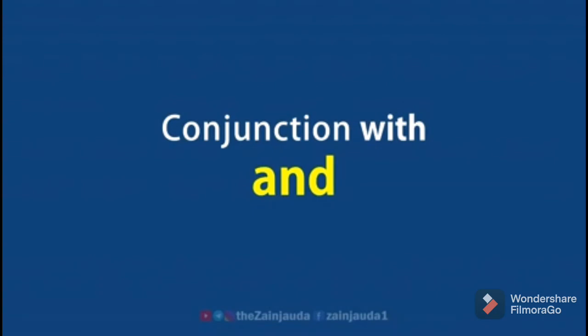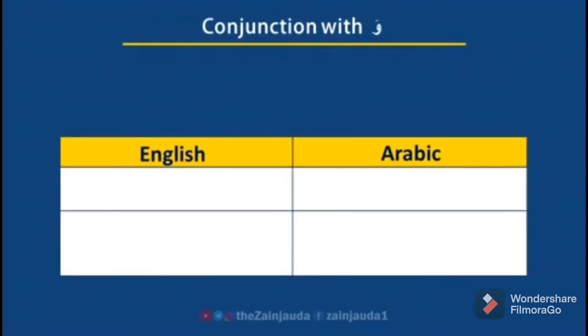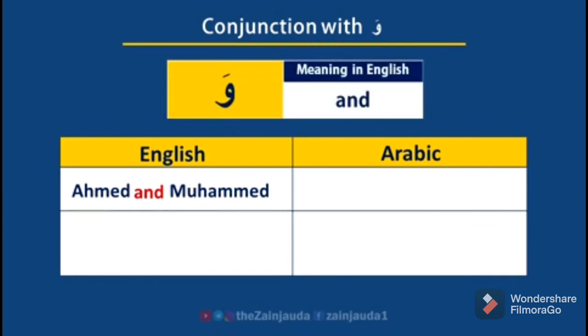Now let's move forward and try to connect words and phrases together by the conjunction article and. When we want to connect words in English, we simply insert and between them. So in connecting two names, we say X and Y. For example, Ahmed and Muhammad. In Arabic, the same is applied by adding the article wa. It is only the letter waw with a fatha. So we say Ahmed wa Muhammad. This is the case if we want to connect two words only.